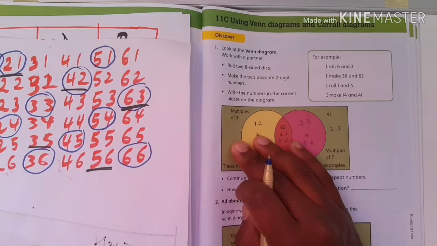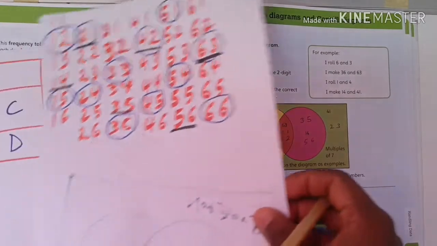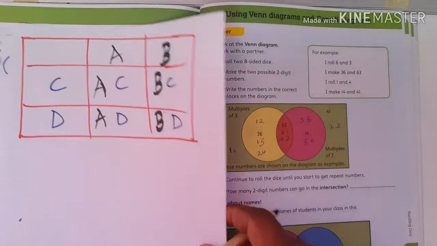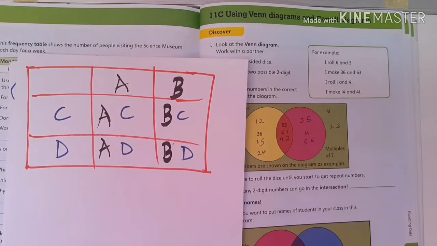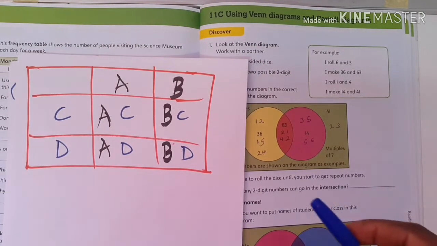We have more questions in the booklet. We are going to deal with them after this. And now, this is a Carroll diagram. It works almost the same as a Venn diagram.